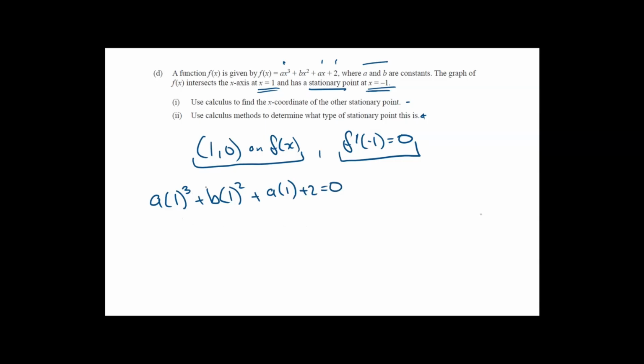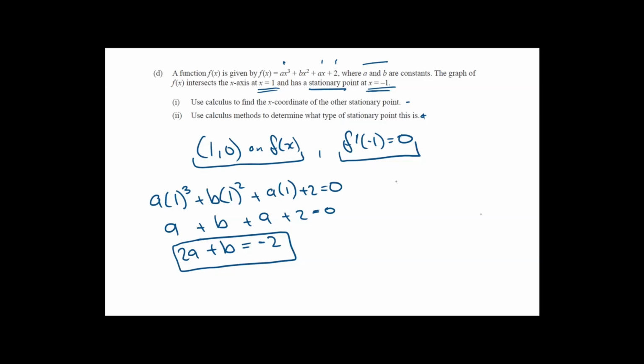Okay, so 1 cubed is 1, so A. 1 squared is 1 plus B. 1 times A is A, and the 2 comes along for the ride. So let's collect up terms: 2A plus B, and I'm going to bring this negative 2 across. Okay, so let me put that there and park that.